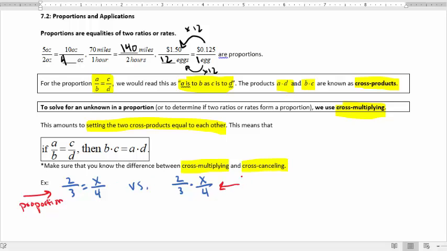This is going to be a multiplication problem where you can actually do your cross canceling, right? So with the proportion problem, this is what we've been doing here with cross multiplying. So we just do a times d equals b times c. So we're going to have 2 times 4 equals 3 times x. So we're going to have 8 equals 3x. And we're just going to divide both sides here by 3.